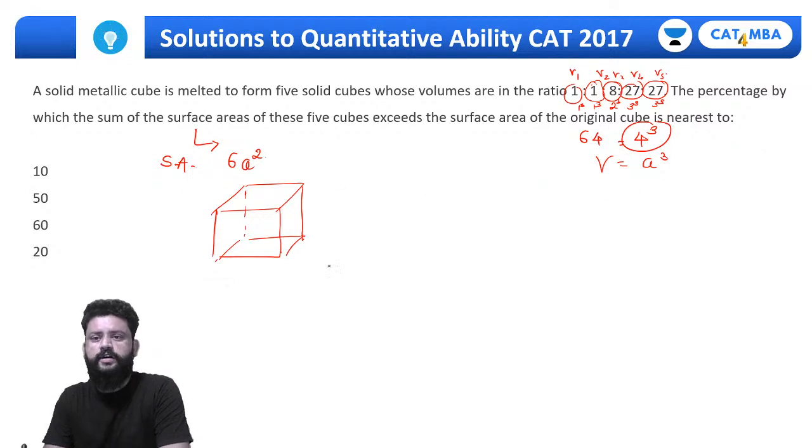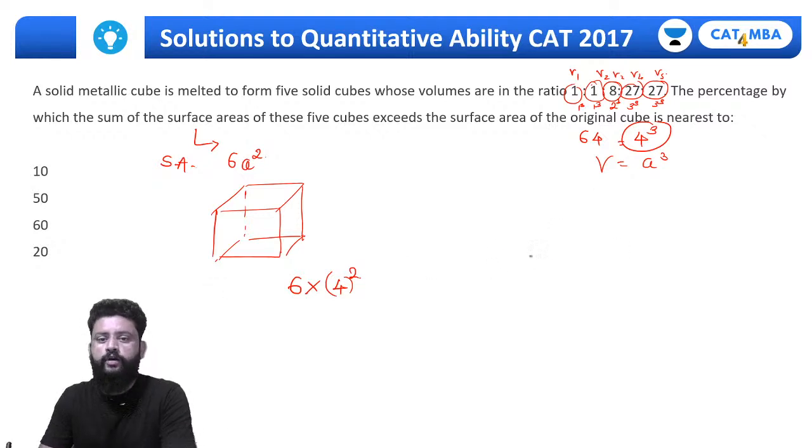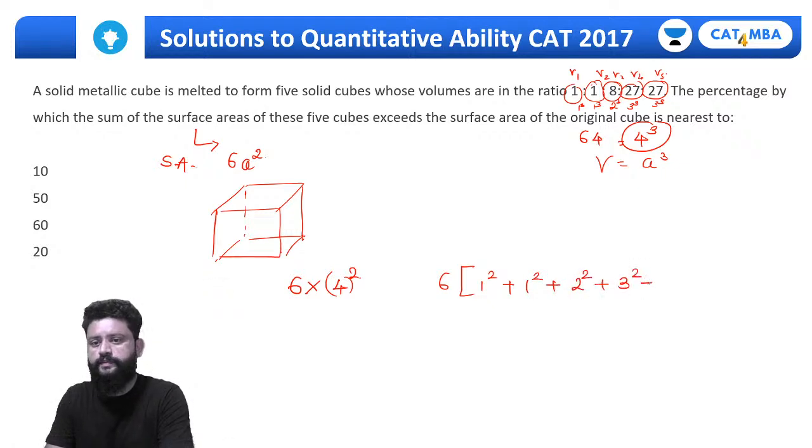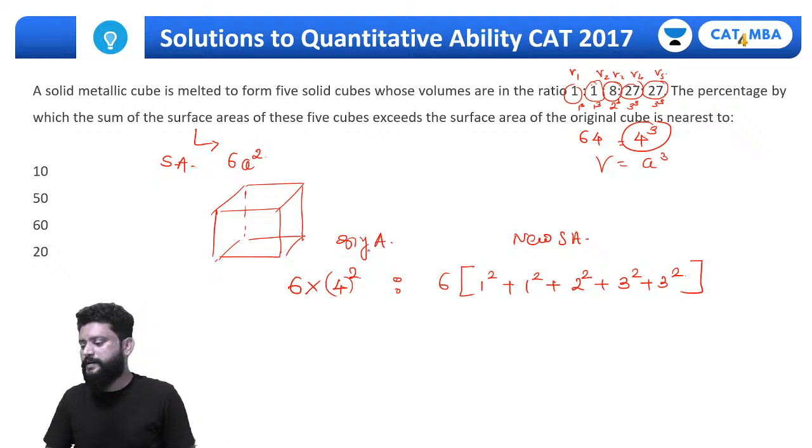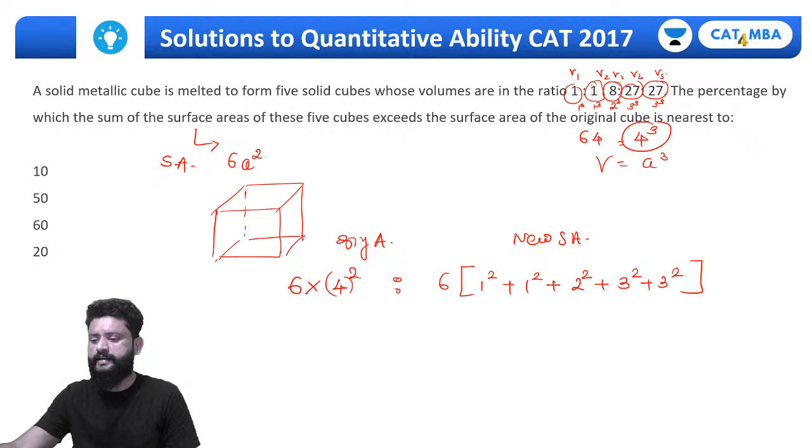So what is the original surface area? It was 6 times of 4 square. Now the new surface area will be 6 times of 1 square plus 1 square plus 2 square plus 3 square plus 3 square. And you can just take the ratio of the new surface area and the original surface area to get the percentage increase, कितना हुआ है, ये अगर हमें देखना है. You can easily do that.